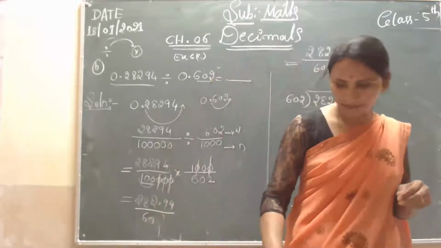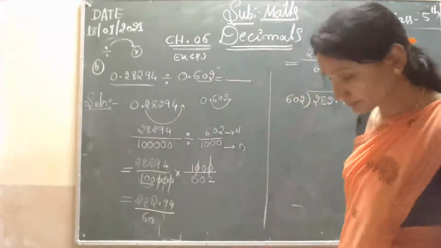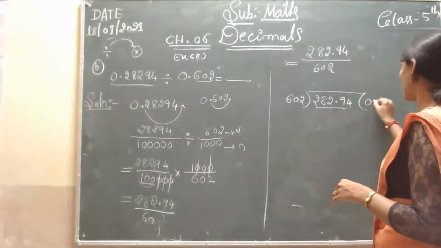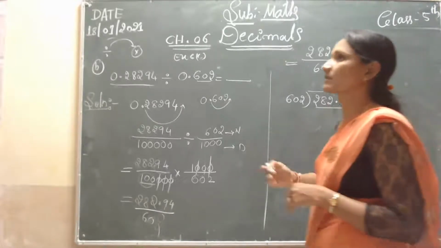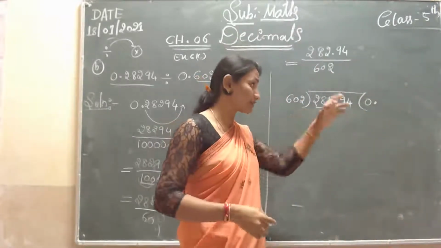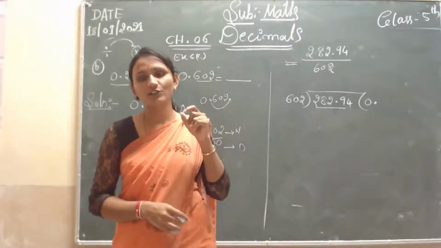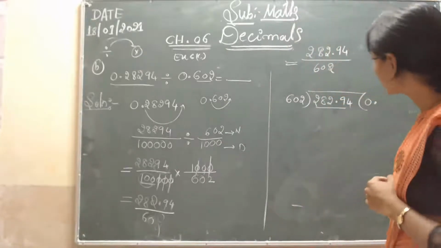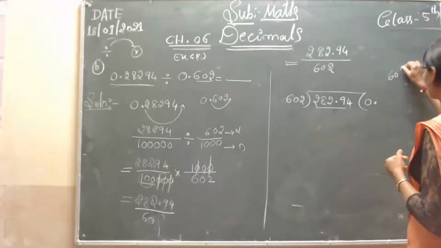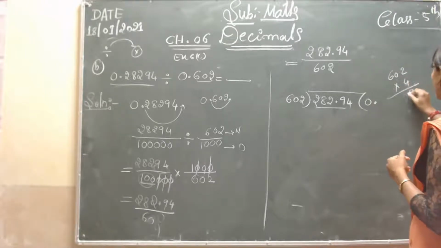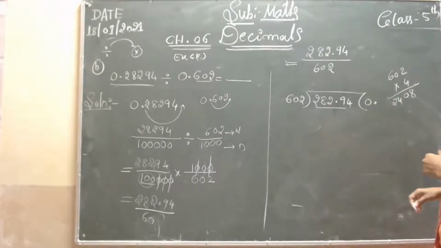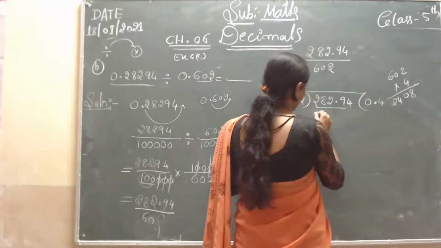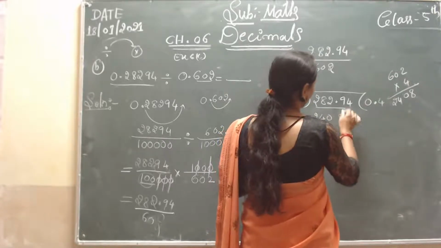Yes, students. First you have to take the number up to the point compulsorily. You have to take the numbers after the point and do the division, and you must write 0 point in the quotient. Okay. So next, 0 point. So 602 times 4 is 2408. So you have to write 2408 here. Now do the subtraction.